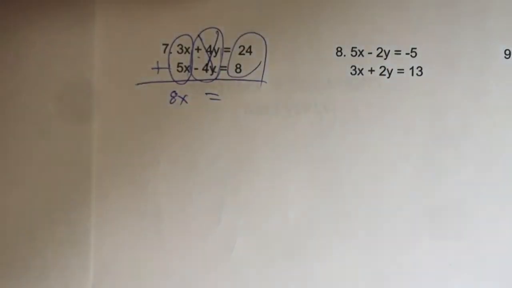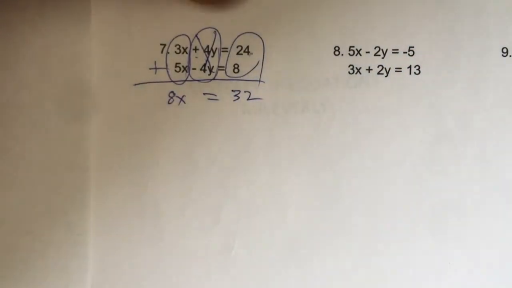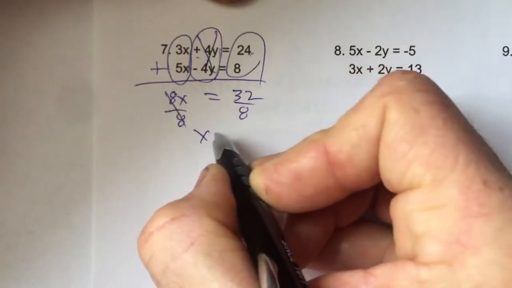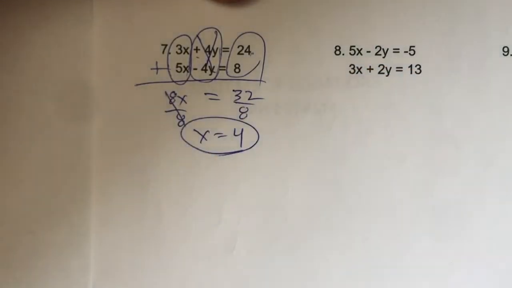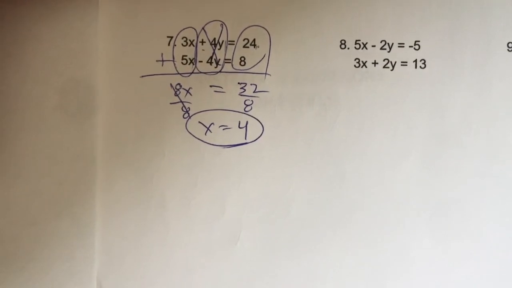When I add this column right here, 24 plus 8 is 32. So there you go, 8x equals 32. If I just divide by 8, and then bam, x is 4. Okay, so there's one variable. Now I got to figure out the other one.